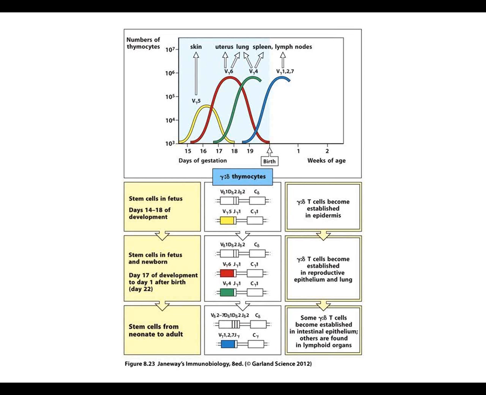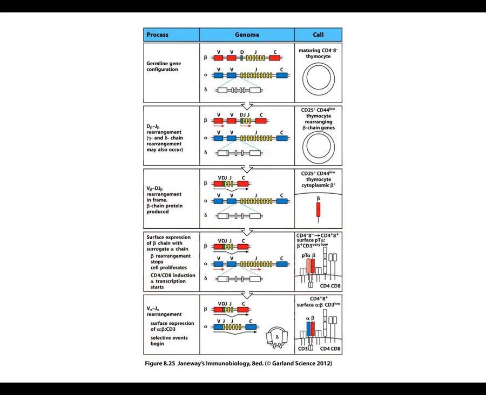So if it becomes gamma delta, remember, I've talked about gamma delta T cells a little bit, but they have a very low diversity, and they're mostly found in the periphery where they're going to see a very limited number of things. So in waves, they're going to go out to the skin, and then the uterus and lungs, spleen, lymph nodes. Right. Okay.